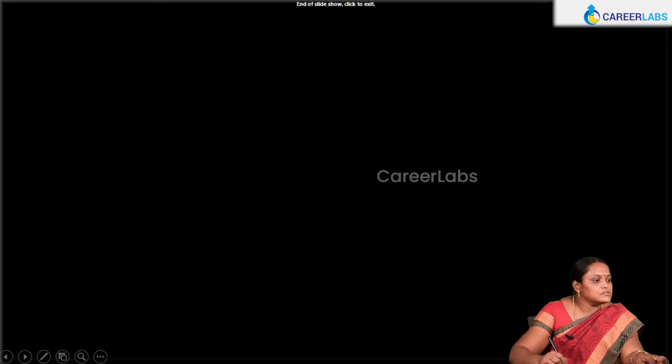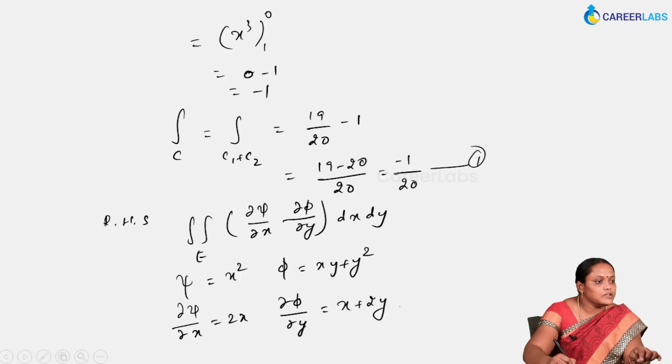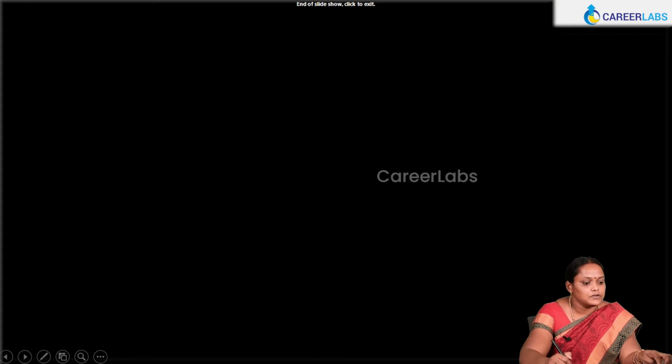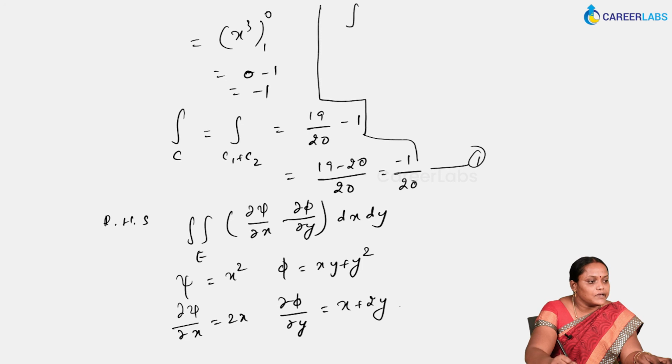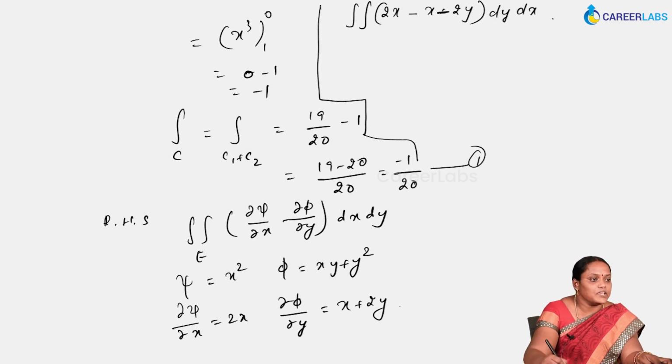So now this is equivalent to, let me write it here itself. So now here this is double integral. In the place of dou xi by dou x, it is 2x minus dou phi by dou y, that is x plus 2y, into minus is minus again. So x minus 2y. Here it is dy into dx. Now let us find the limit for these things.